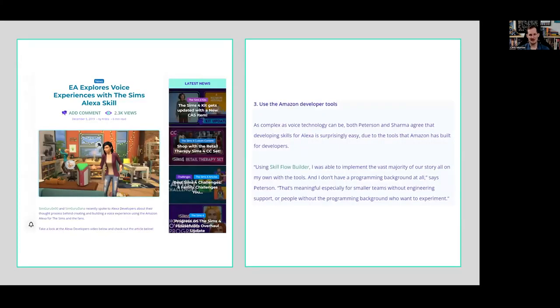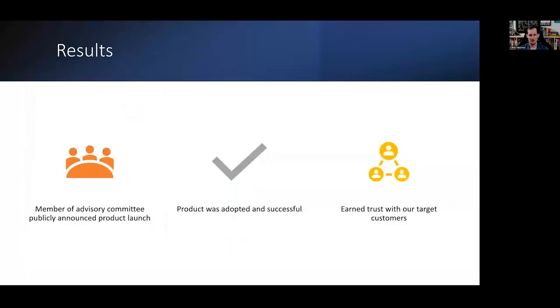So this is the result of what happens at launch when you launch with an advisory panel. This is a small company called Electronic Arts, and they were members of the advisory panel. And as you can see in the verbatim, there's some discussion around using tools for developing. In this case, they reference Skillflow Builder.